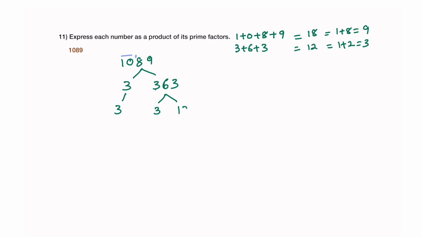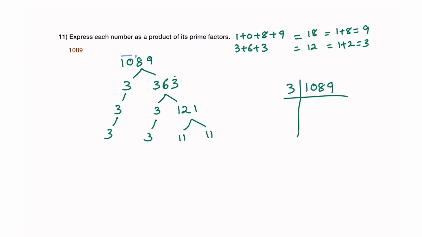3 times 2 is 6 and 3 times 1 is 3. Okay? So this 3 comes down, this 3 comes down, and 121. Know your times tables? Yes, 11 times 11 is 121. Okay? Let's do the other method, 1089.